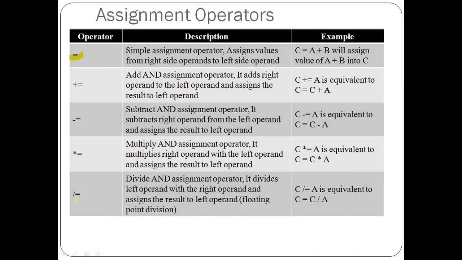So the first one is equals to, then we have plus equals to. If I write A plus equals 10, and assume that in A we have 10, then to the existing value of A, 10 will be added. So writing A plus equals 10, the second operator I am talking about, is as good as writing A equals A plus 10, which means to the existing value of A, 10 will be added.